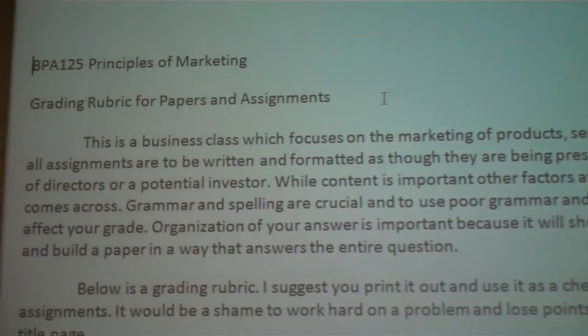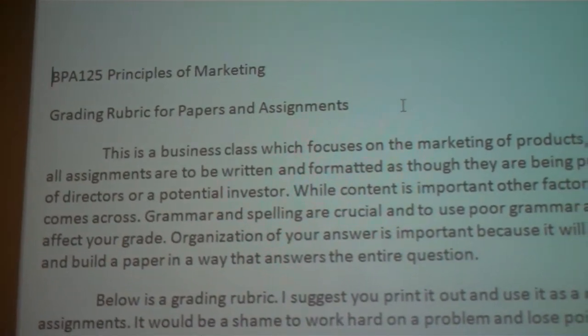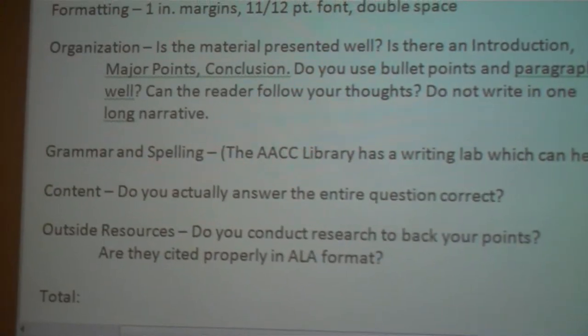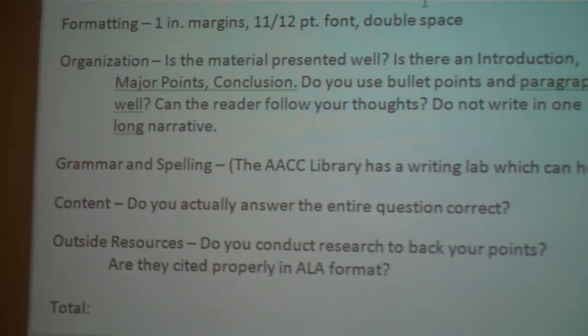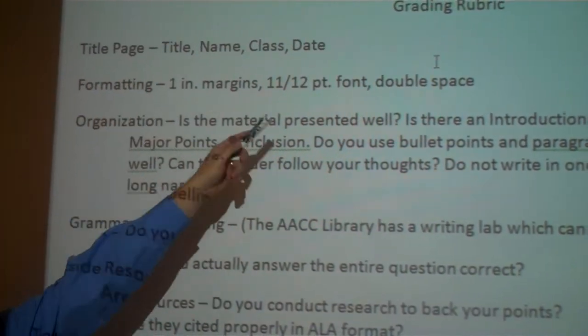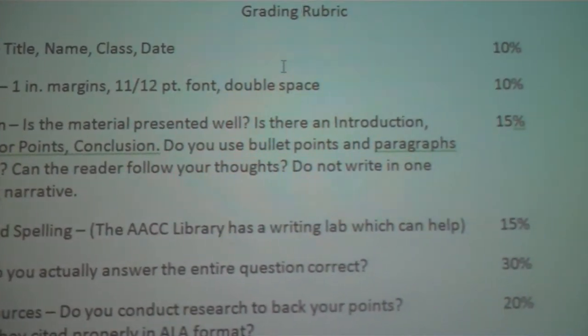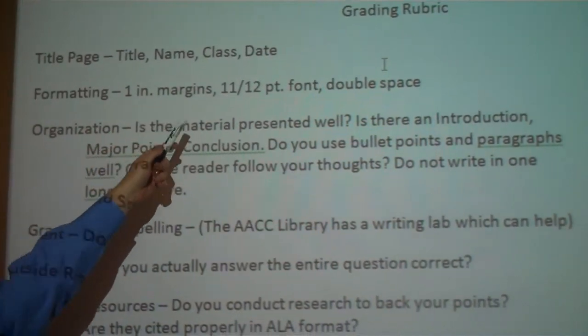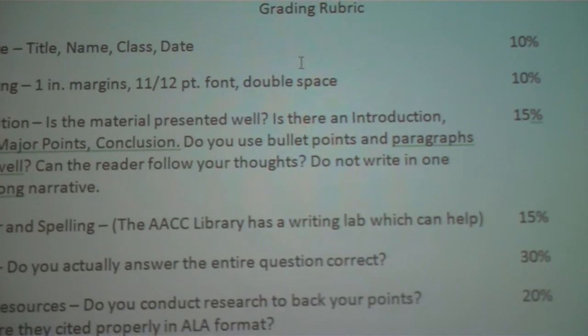Alright, this is some of the stuff we've just gone over. What I want you to specifically look at is my rubric, okay? Easy way to get points. First of all, look up here. A title page. That's worth 10%. Put that, you're guaranteed 10%. Formatting, 1-inch margins, 11 to 12 point font, double space. That's another 10%.